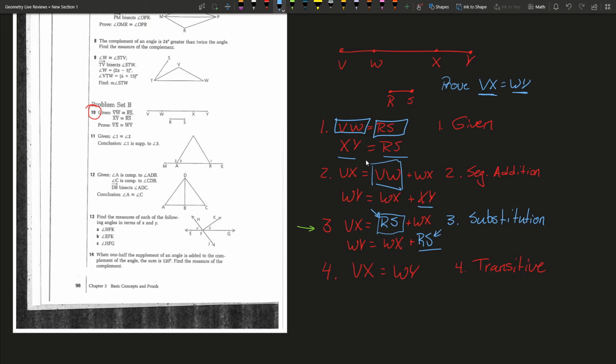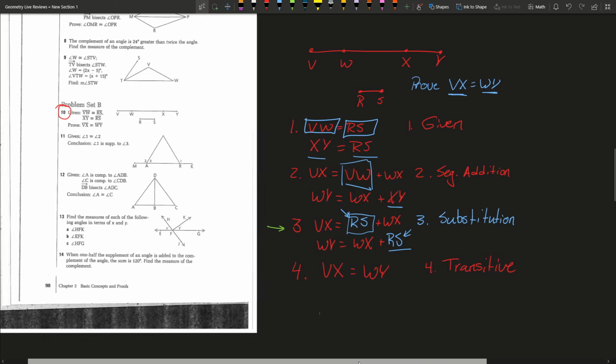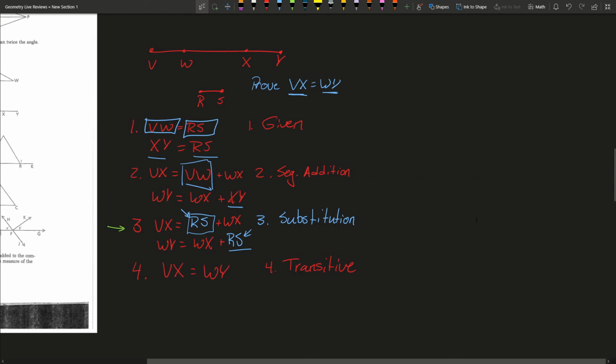You can replace Vw with Rs and you can replace Xy with Rs. So we're not really replacing entire lines, we're just substituting for what Vw is also equal to and Xy is also equal to. And actually, I'm going to do something a little bit different that might make this make a little bit more sense.